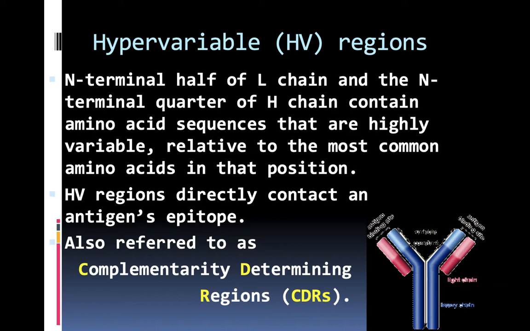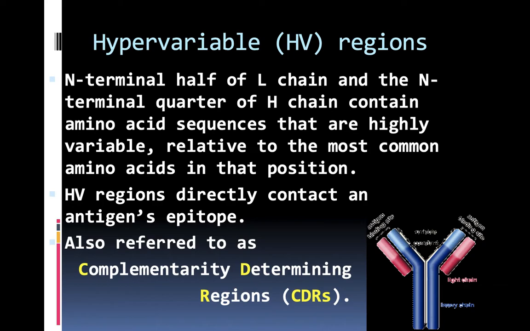So these hypervariable regions are made up of the N-terminal half of the light chain and the N-terminal quarter of the heavy chain that will contain amino acid sequences that are highly variable. These hypervariable regions are in direct contact with the antigen's epitope. Therefore, you can consider them as the paratope of the antibody.